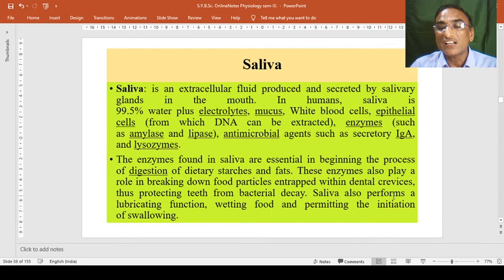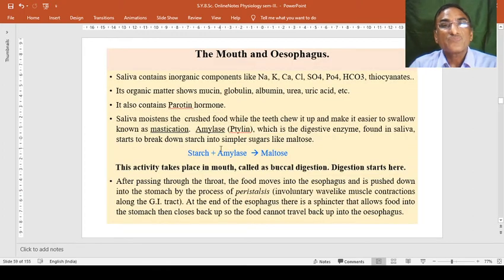Saliva also performs a lubricating function, wetting food and permitting the initiation of swallowing. Because mucus is present, food swallowing becomes easy. And in the esophagus, there is only the passage of food. Next, the mouth and esophagus.